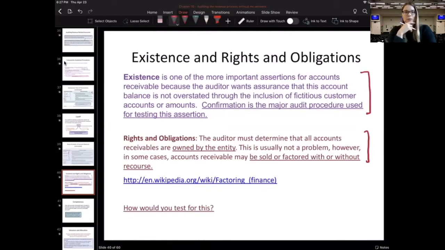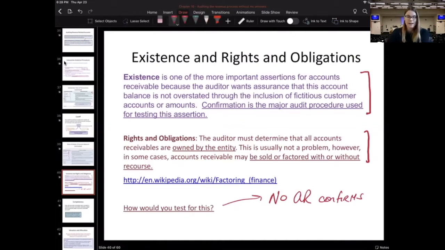So the question is, how would you test for this, right? How would you test for a company factoring or selling off their AR? Well, the one way you would not test for this is through accounts receivable confirmations. AR confirmations are a bad test for this because most customers actually won't know or won't be aware of their AR being sold off or factored. So not a good test for this.